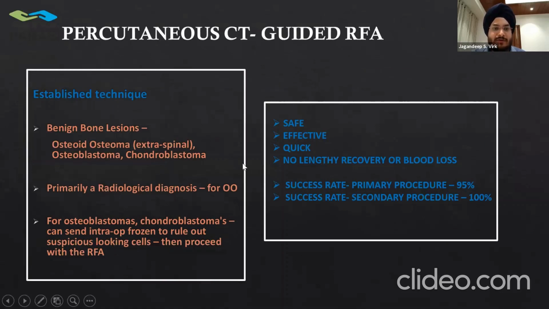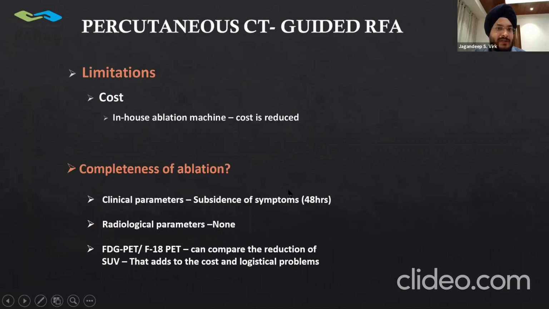So as far as percutaneous RFA is concerned, it is an established technique for benign bone lesions, as we have seen in osteoid osteoma, especially in the extraspinal locations. For the spinal locations, we still prefer minimally invasive surgery. It is also used for osteoblastoma and chondroblastoma, and it is safe, effective and quick, with no lengthy recovery and no major blood loss. The success rate for the primary procedure is around 95%. For a secondary ablation, if the lesion is not ablated in the first sitting, the success rate is almost 100%.